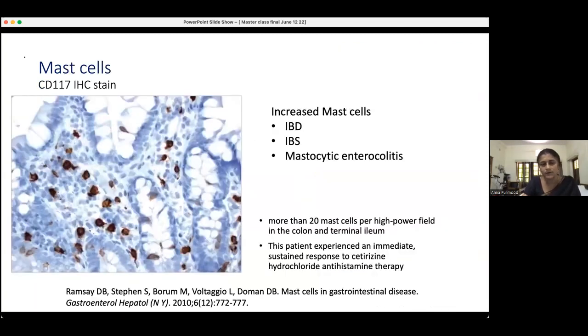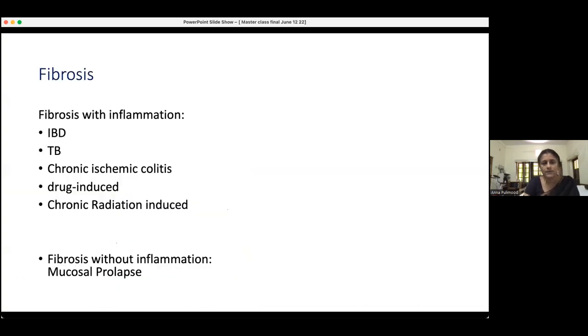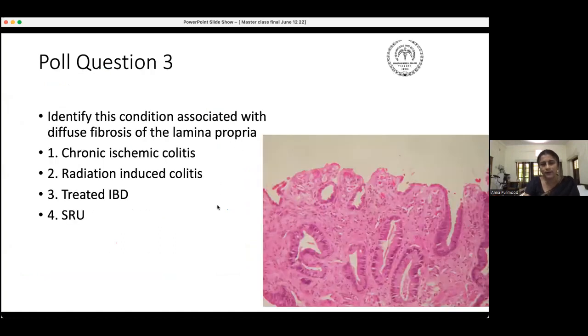Mast cells, normally difficult to see, but they're increased in various inflammatory disorders, and can be identified by using the CD117 stain, which is the stain used for GIST tumors. Fibrosis is seen again in multiple disorders. Normally the mucosa doesn't have much fibrosis, but sometimes some of these conditions are associated with fibrosis. So I think our next poll question is to do with this. Can you identify this condition associated with diffuse fibrosis of the lamina propria?